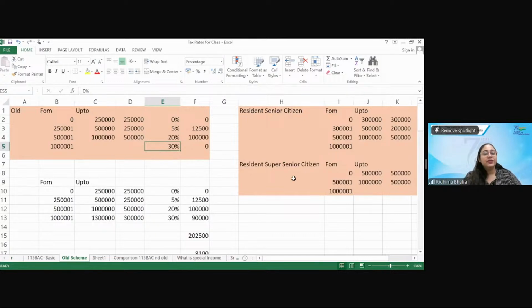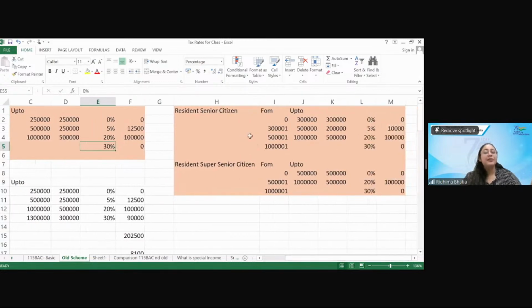Now, what benefit are resident senior citizens and resident super senior citizens given? They are given the benefit of better slab rates. Their basic exemption limit is increased. For a resident senior citizen it is increased by 50,000, so instead of 2,50,000 you would not be charged tax up to an income of 3 lakhs. So 0 to 3 lakhs the tax is 0%, 3 to 5 lakhs 5%, 5 to 10 is 20%, and above 10 is 30%. So the only difference between the normal person and the senior citizen in the old regime is that the basic exemption limit is increased. For a resident super senior citizen, 0 to 5 is nil, 5 to 10 directly 20%. There is no 5% slab, and above 10 is 30%.